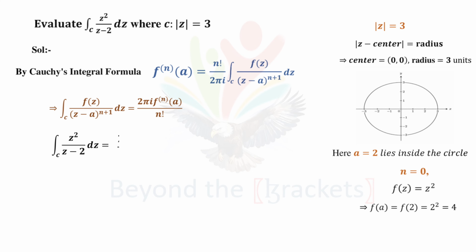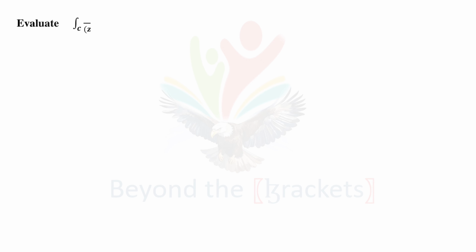Hence, we get 2πi into f(2) divided by 0 factorial. So 2πi into f(2) is 4, so we get 8πi, and 0 factorial will be equal to 1. Moving on to the next question.